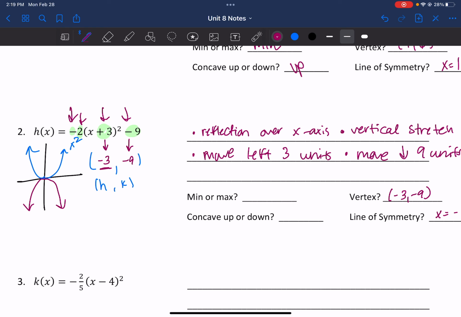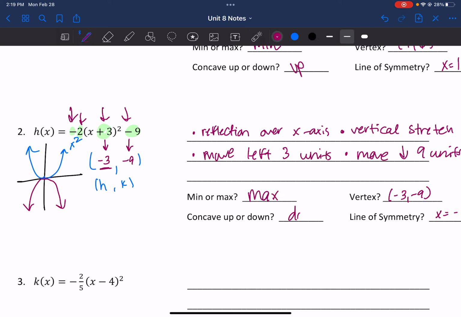So if it's facing downwards, does it have a max or a min? If it's facing downwards, it's going to have a max, right? It's going to have a max. And if it's facing downwards, it's going to be concave down. You would do the same steps for this one, number 3. But I'm going to keep going on.